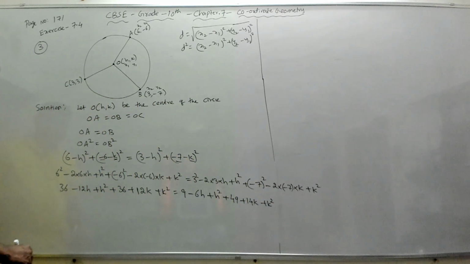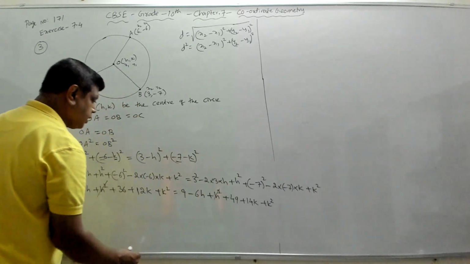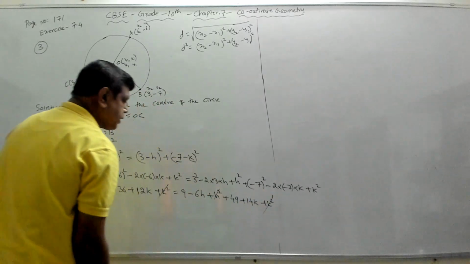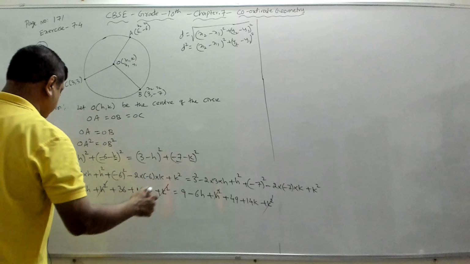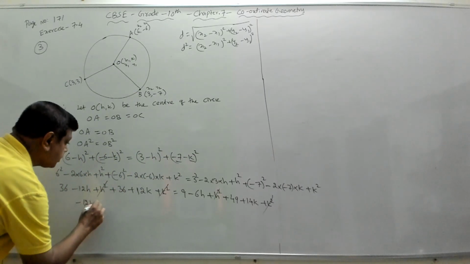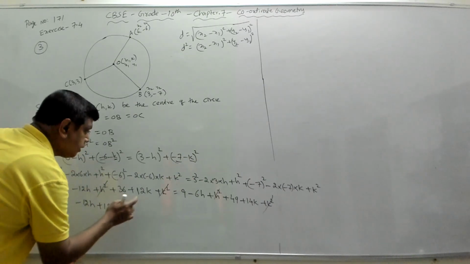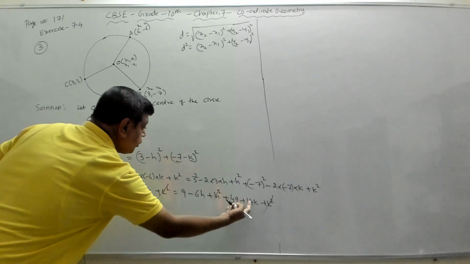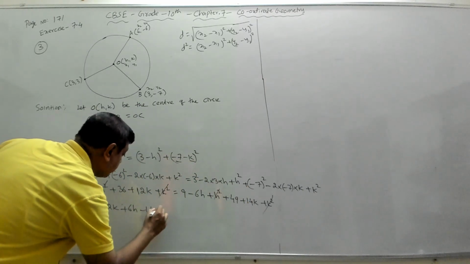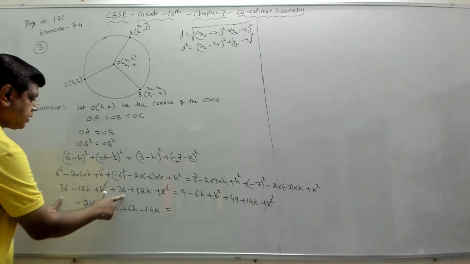Now if you see this, anything is getting cancelled. We will see that h square here and h square here gets cancelled. K square here gets cancelled. So I'll bring all the h and k to one side and numbers to the other side. So I will keep the numbers here. 12h plus 12k equal 12h plus 12k. Then this minus 6h will become plus 6h. It comes this side. 14k comes here. It will become minus 14k equal to 36 plus 36 is 72.